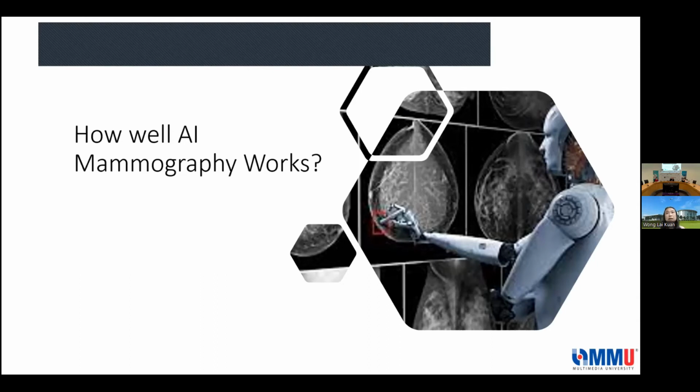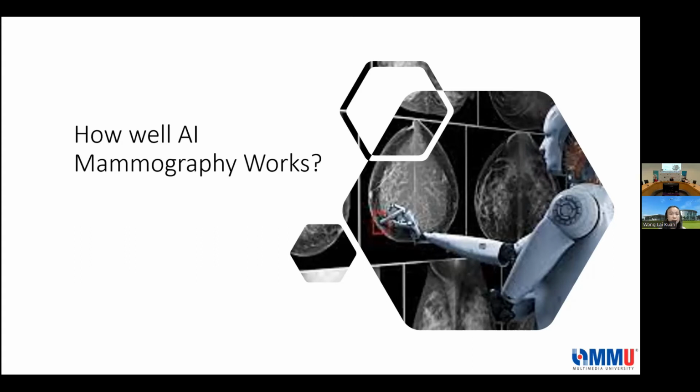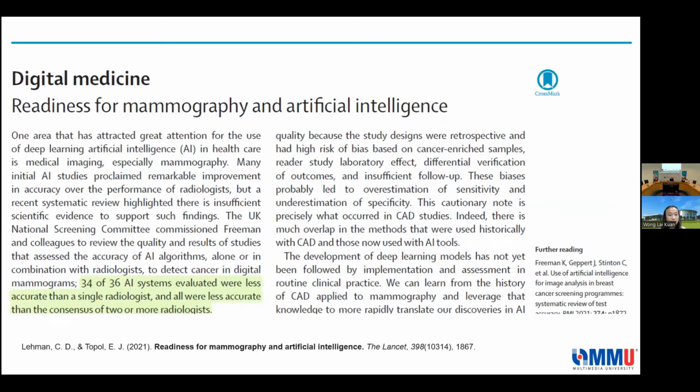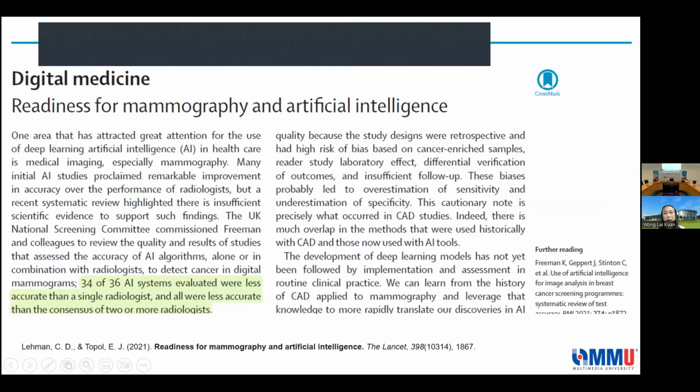So how well does AI mammography work? We know that in some areas it may work well, but in reality, how well does it work? Is it good for clinical use now? Let's look at some very recent studies from just the last 2 years. In fact, this was last year. There's a brief perspective paper in The Lancet where they tested AI systems. They found that 34 out of 36 AI systems evaluated were less accurate than a single radiologist in terms of diagnosis, and all were less accurate than the consensus of 2 or more radiologists.